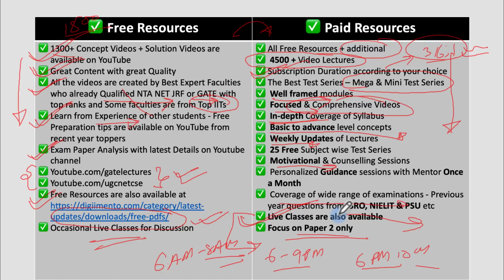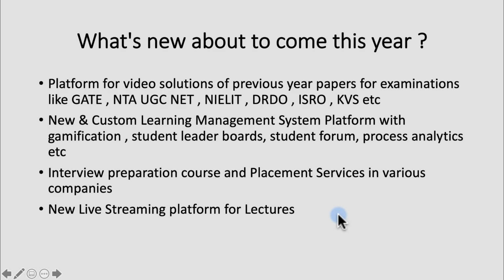So paper 2 material is not available. Paper 1, I can say we are already providing paper 1 material. We are not charging any fees for paper 1. We are charging the fees only for paper 2 material, but we are also providing you some of the content for paper 1. But as I said, there is a lot of free content available on YouTube for paper 1. That is your choice.